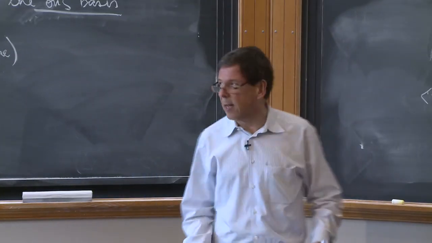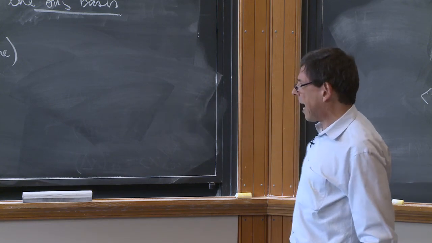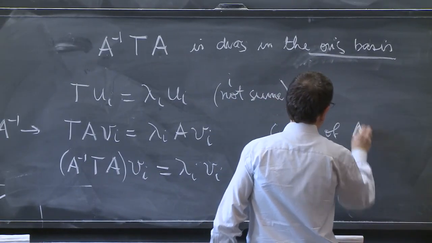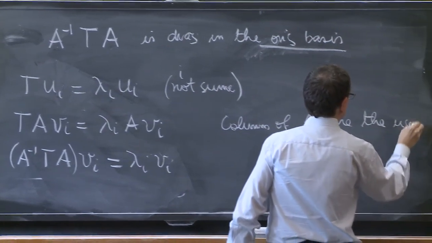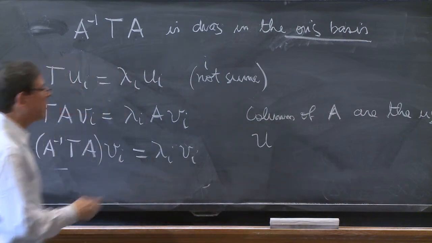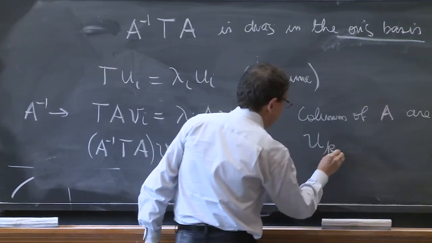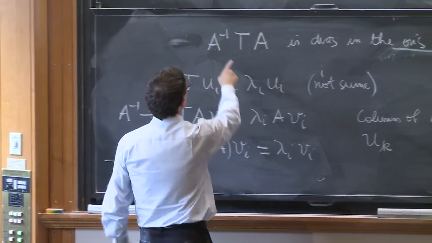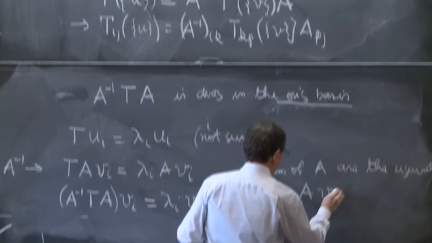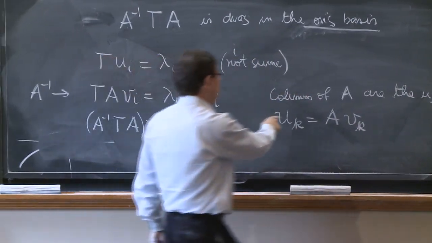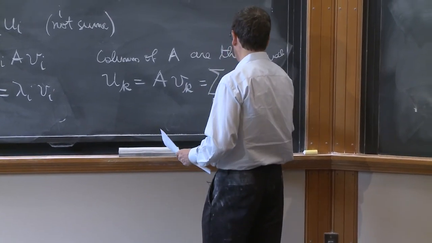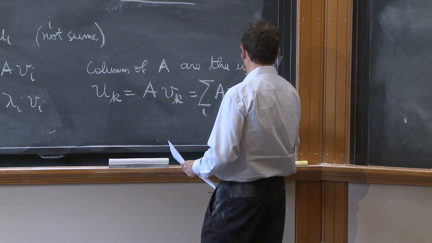There's one last remark, which is that the columns of A are the eigenvectors, in fact. Columns of A are the eigenvectors. Well, how do you see that? It's really very simple. You can convince yourself in many ways, but the uk are the eigenvectors. But what are the uk? There is A on vk. And A on vk is this matrix representation, is the sum over i, A i k, vi.